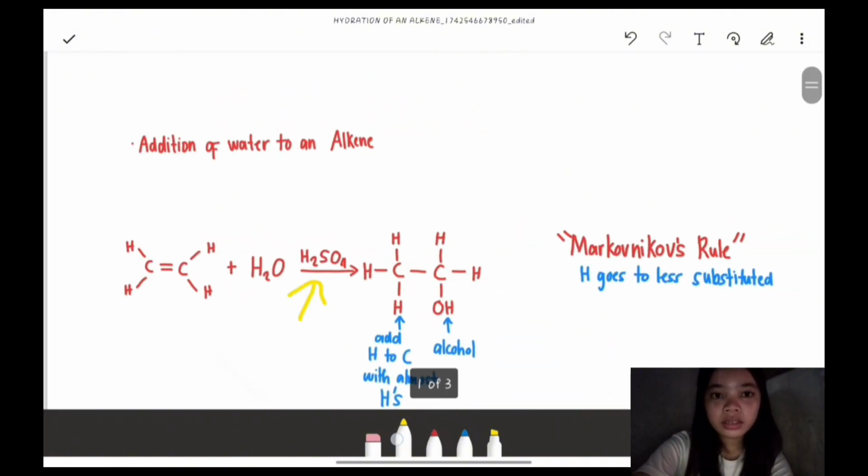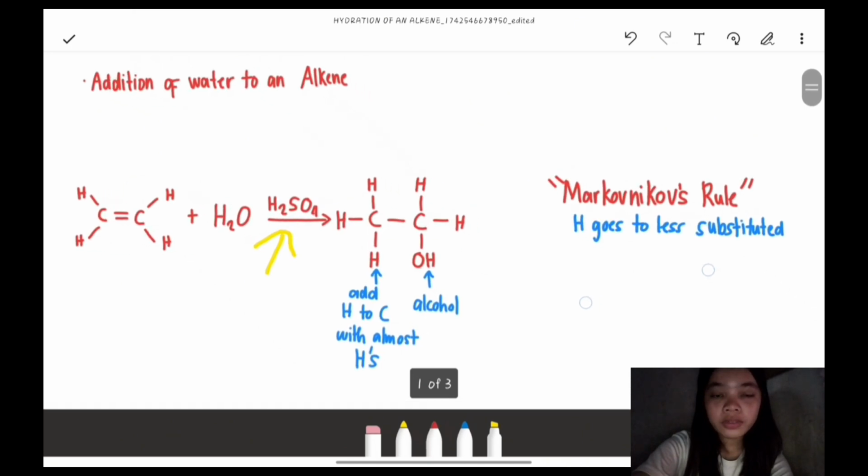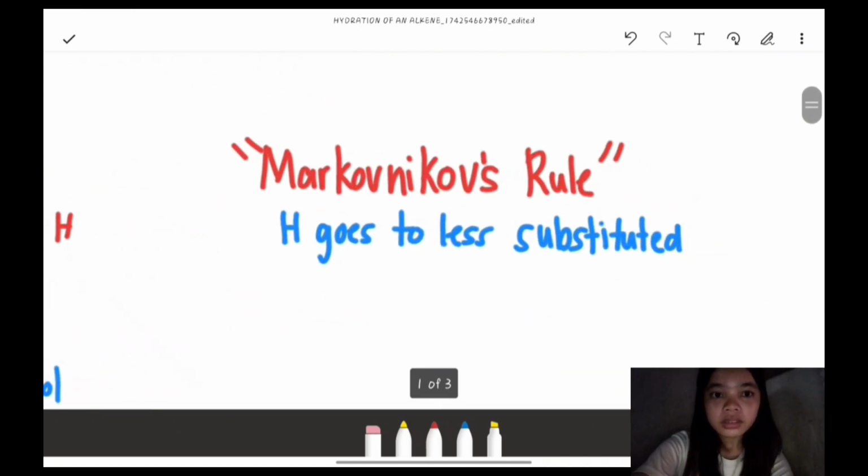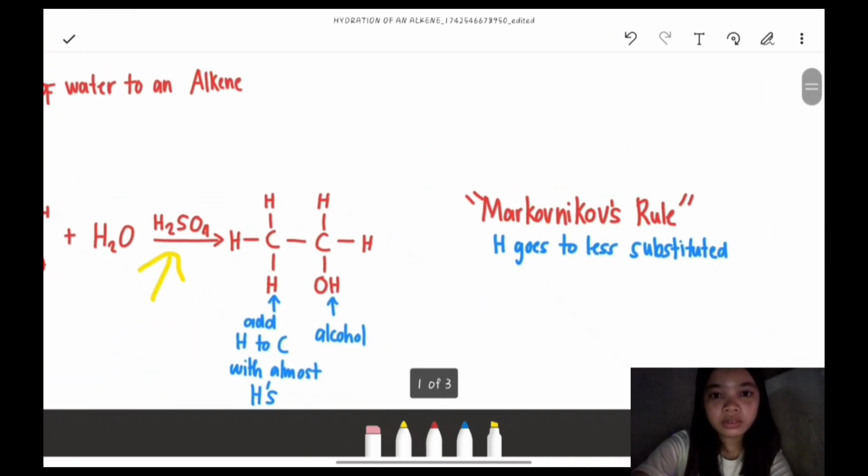And the second thing that I want to point out is Markovnikov's rule. So Markovnikov's rule tells us that hydrogen is going to always go to the carbon that's less substituted, which means the carbon that has the most hydrogens.